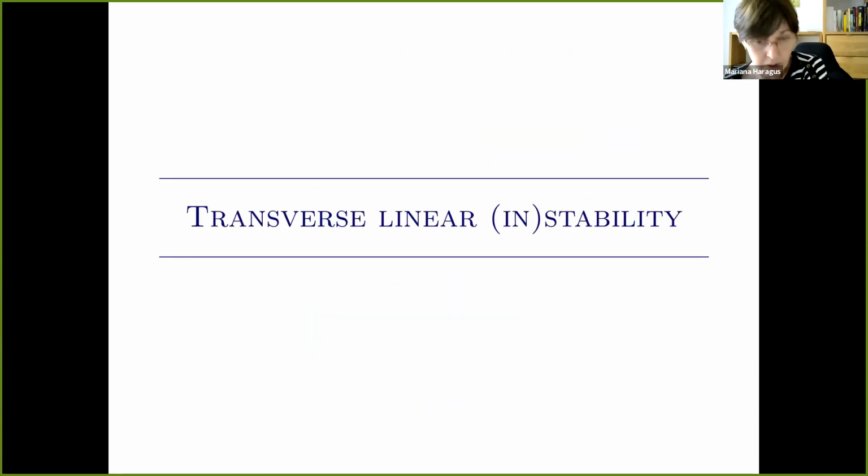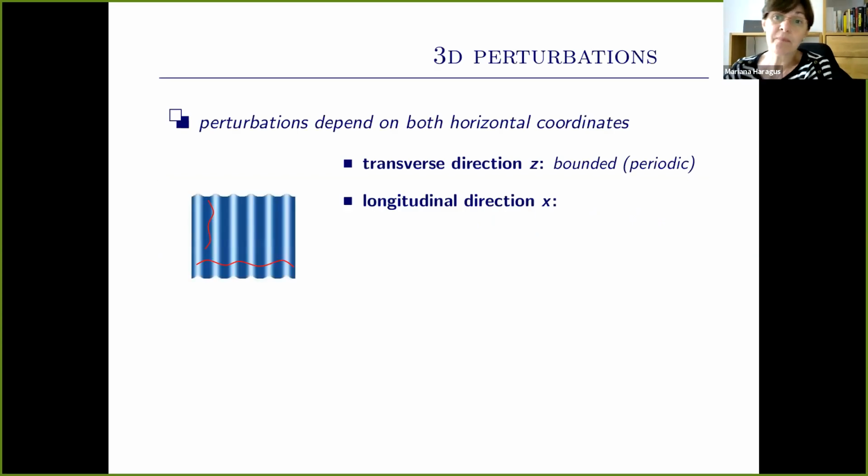Now, as I said, the question is that of transverse linear instability of these waves. So this means I'm interested in perturbations which are three-dimensional. So this is the plot of my 2D periodic wave that I'm going to perturb not only in the longitudinal direction, which is here, but also in the transverse direction, which is here. And in fact, for the instability problem, I will restrict to perturbations in the transverse direction which are periodic. This will be the perturbations I'm going to consider.